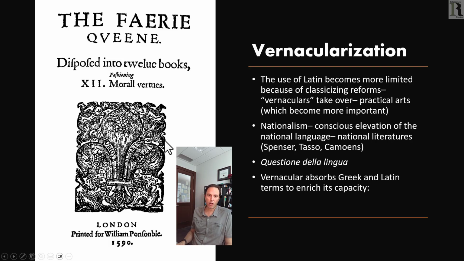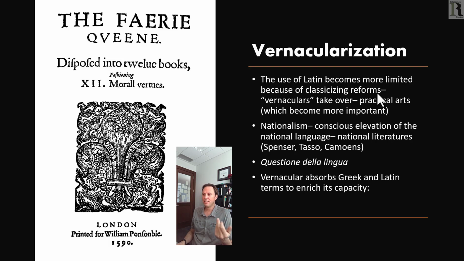Another big feature of the early modern period is vernacularization. The use of Latin becomes more limited because of classicizing reforms. In other words, Latin in the Middle Ages had been a living language, and people just mangled it any way they wanted. They wrote contracts in it, and medical texts, and recipe books, and they were pretty loosey-goosey about how they used it, because it wasn't quite a dead language, it was semi-living.